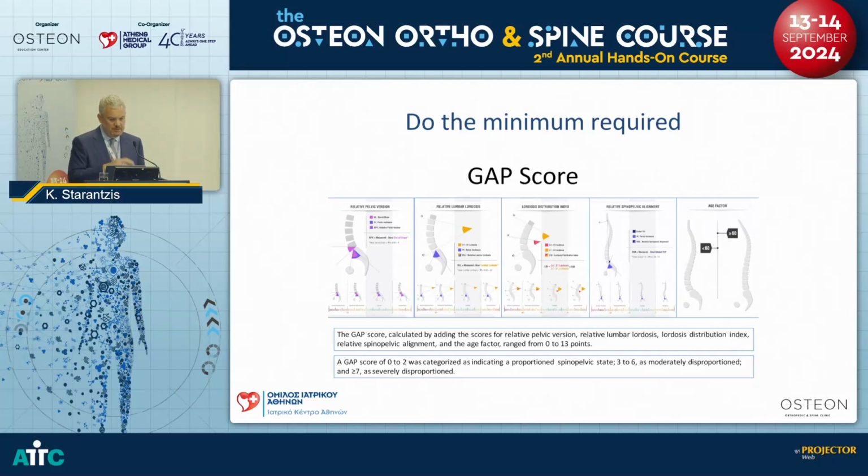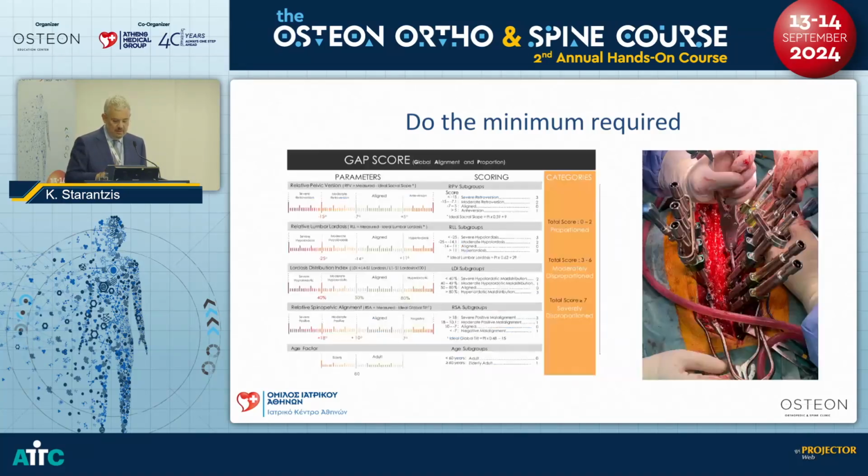So you put the parameters post-operatively. All these parameters, the relative pelvic version, the lumbar lordosis, the lordosis distribution, all these factors, and the age, and you get a score. If the score is low, 2 or less, then you are safe, 100%. And I haven't had a case with a score of 1 or 2 that failed. Maybe I'm not doing a lot.